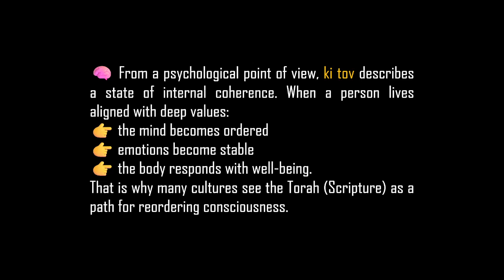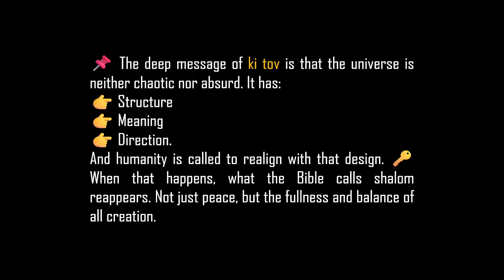Many cultures see this as a path of reordering consciousness. What is consciousness? It's that inner voice that tells us what is right and wrong based on values. But where do those values come from? The deeper message of Ki Tov is that the universe is not chaotic or absurd. So, does that mean God created things in chaos? No. Ki Tov is a perfect design. Therefore, no chaos. Ki Tov has structure, meaning, and direction.